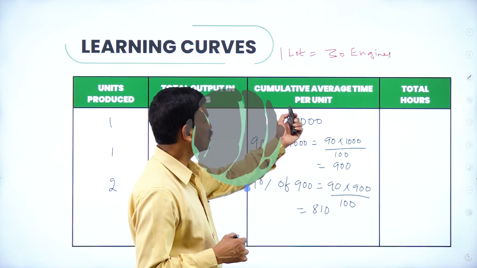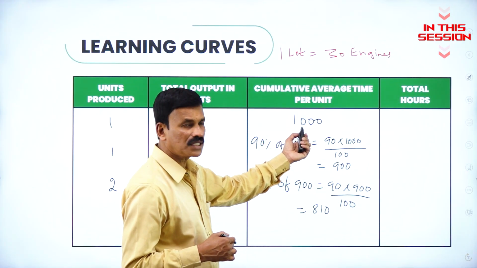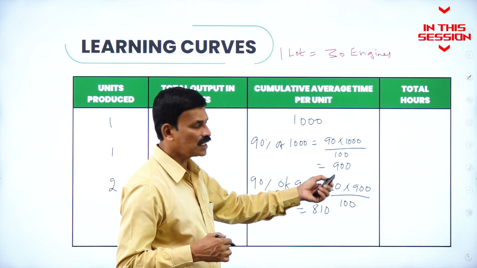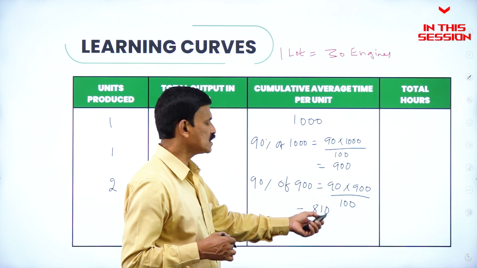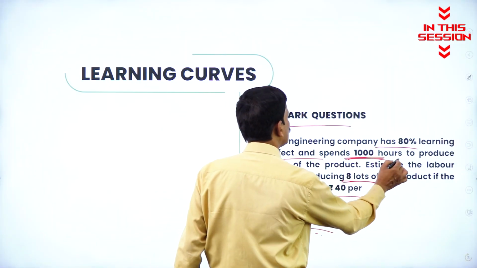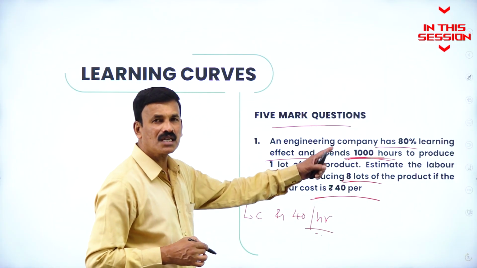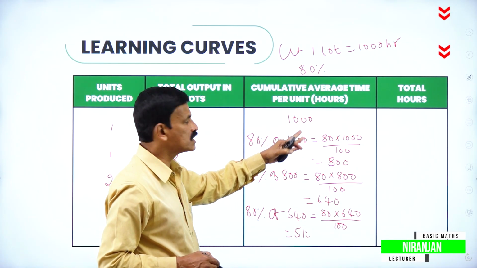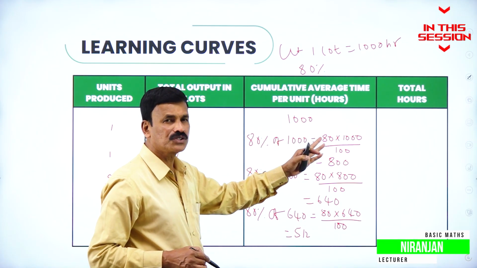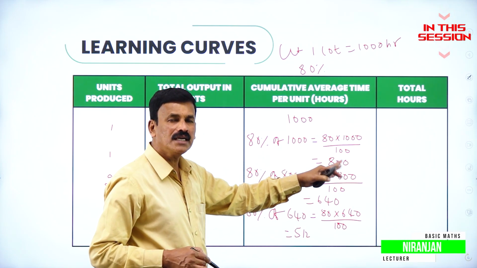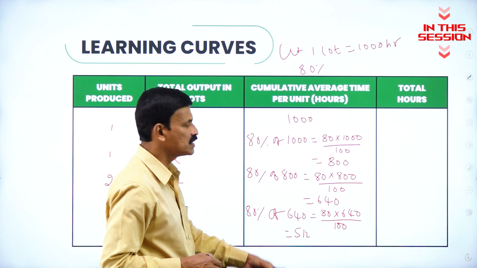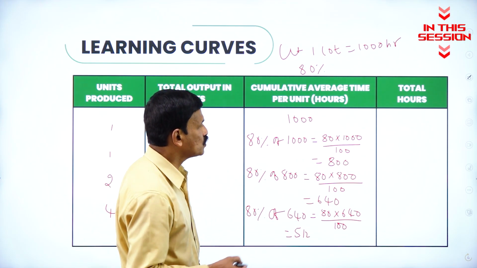The cumulative average time per unit is, first, initially for 30 engines it is 1000 hours. So 90% of 1000 is 900, again 90% of 900 is 810. One lot is equal to 1100. What is the learning effect? 80%. First initially it is 1000 hours. Again 80% of 1000 is 800. Again 80% of 800 is 640. Again 80% of 640 is 512. Now what is the total hours then?